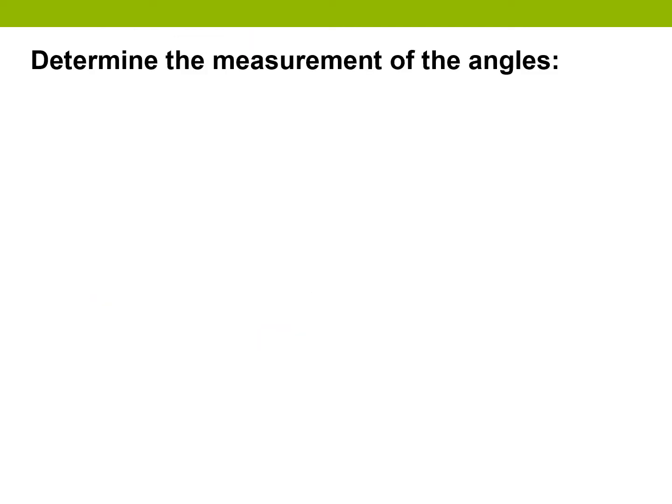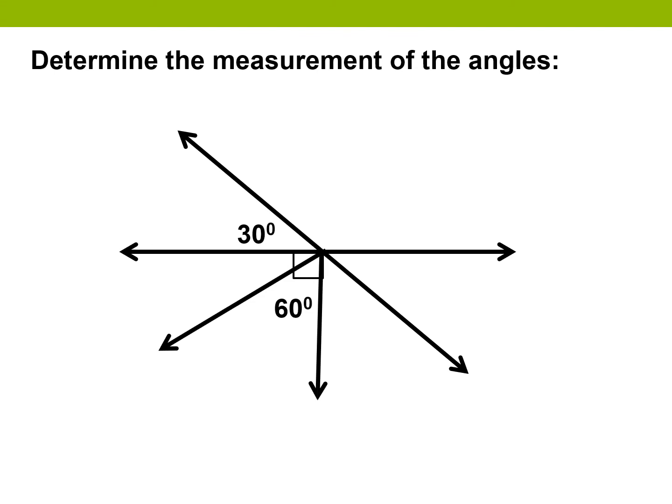Okay, so let's have the last one. So determine the measurement of the angles. So we have 30 degrees, 60 degrees. So what do you think will be the other degree measure? So if they form a 90-degree angle, so this must be 30 degrees. For this one, because that is a vertical angle to 30 degrees, this must be 30 degrees. And for this one, because it formed a linear pair with 30 degrees, the answer must be 150 degrees.